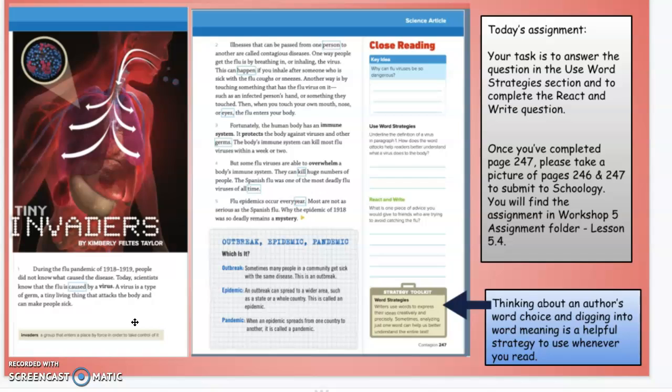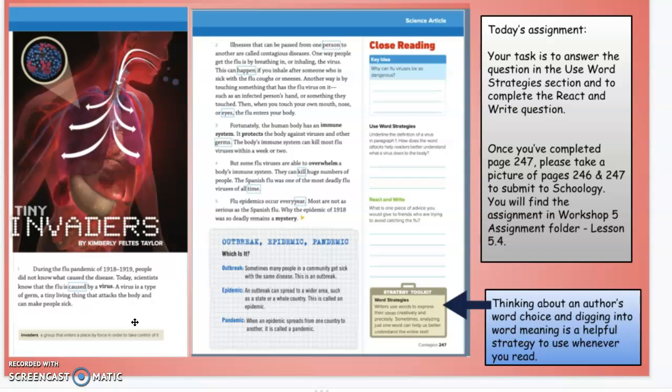Okay, so today's assignment, I want you to answer the question in the Use Word Strategies section, and then I want you to complete the React and Write question. Now, we did underline the definition of a virus in paragraph 1. That should also help you answer this question. And then the React and Write is, what do you think? All right. And then once you finish this, take a picture and submit it to Schoology.